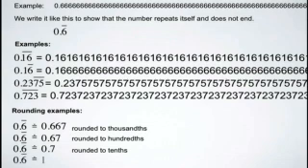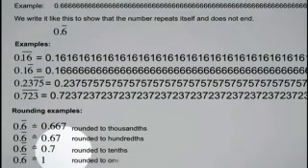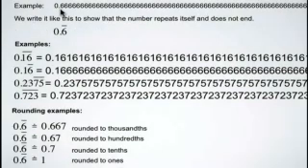0.6 repeating to the nearest whole would be 1, because we have a 0 in our whole part, but after it in the tenths is a 6. 6 is greater than 5, so that tells us to look at the 0 and increase it by 1.